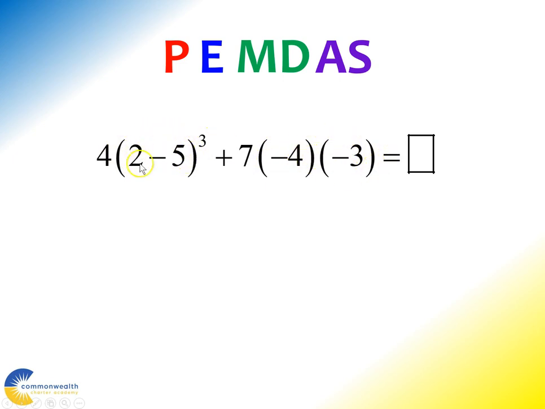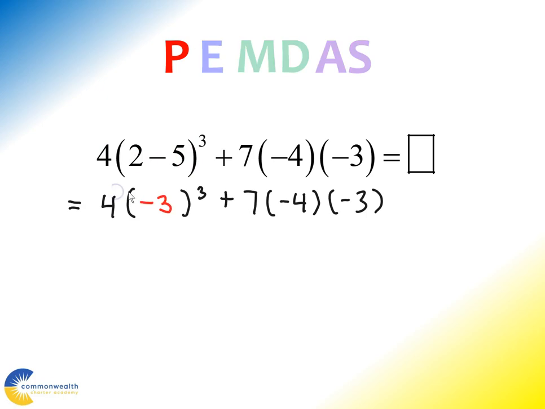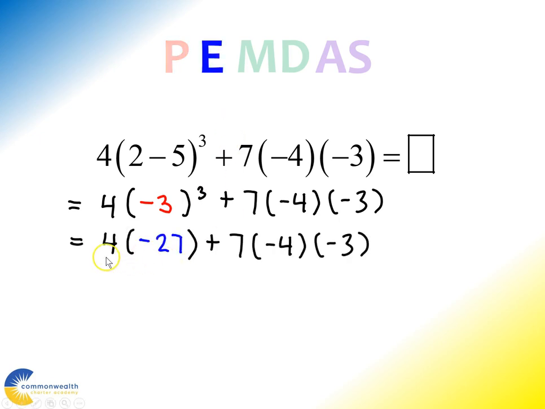I do have an operation of subtraction inside this 2 minus 5 right here. So it means that subtraction is going to get done first because I have parentheses around it. So 2 minus 5 is a -3. So 4 times -3 cubed plus 7 times -4 times -3. Now I move on to the exponents, and I do have an exponent here. So I'm going to take -3 and raise it to the third power to take care of my exponent stage. So it's going to give you 4 times -27 plus 7 times -4 times -3.